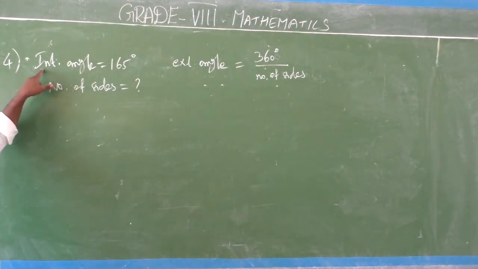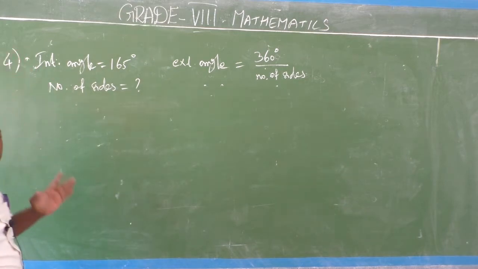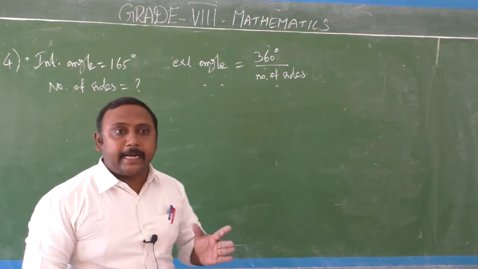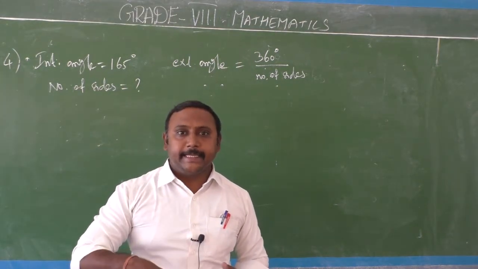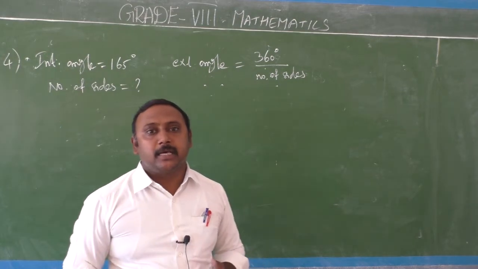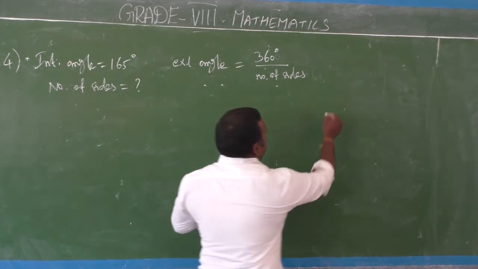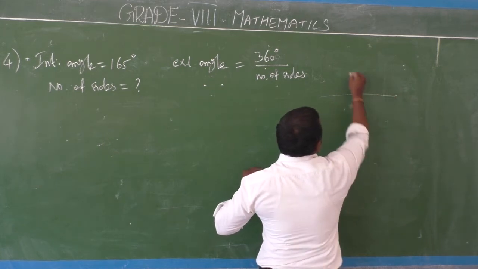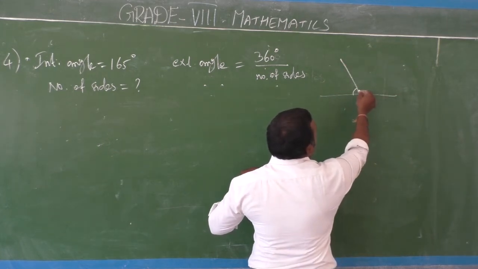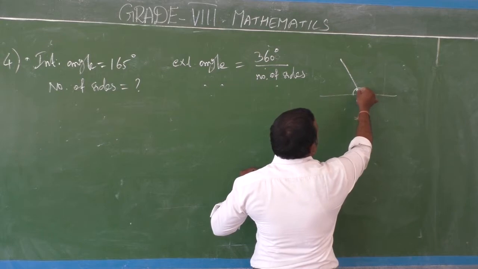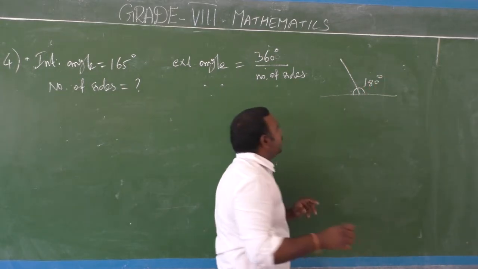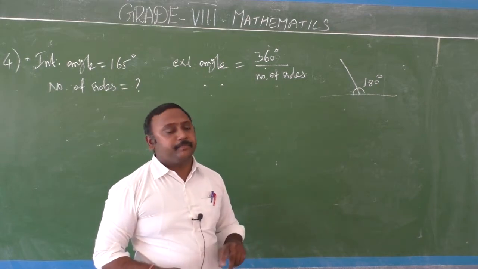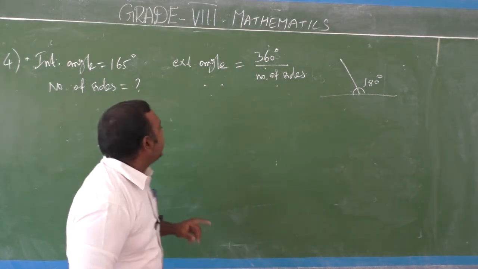By using the interior angle, first we should find the exterior angle. The sum of interior and exterior angle is equal to 180 degrees, since they lie on a straight line. Here, suppose this is the interior angle and this is the exterior. So the sum of the interior and exterior angle is equal to 180 degrees.